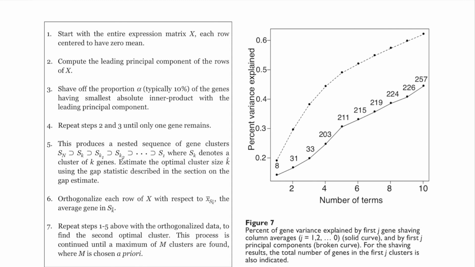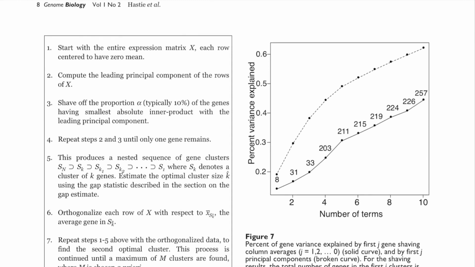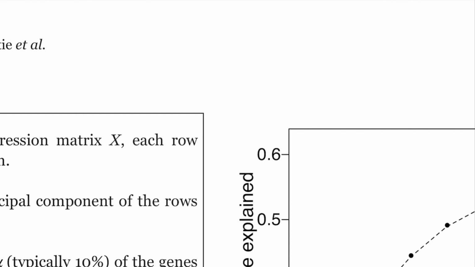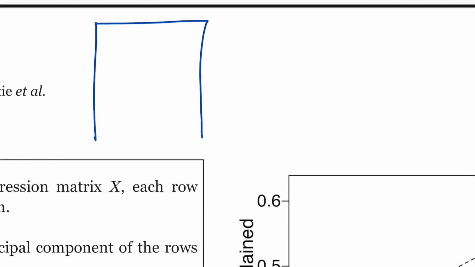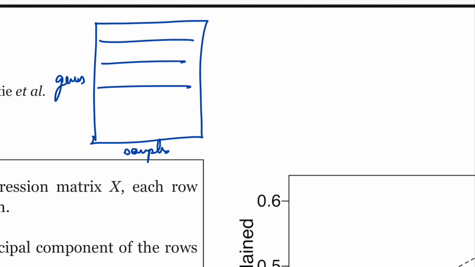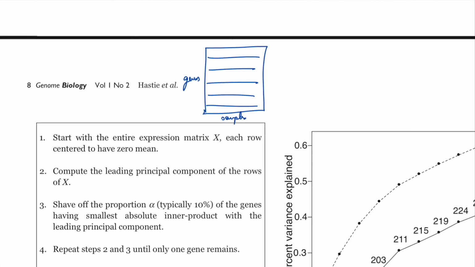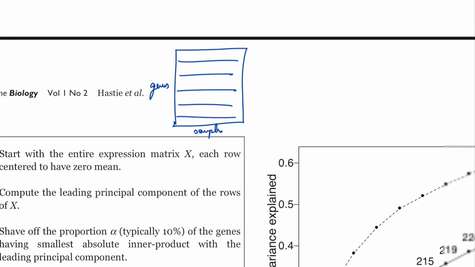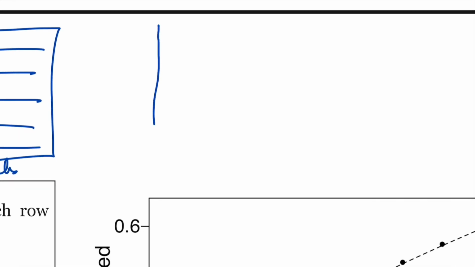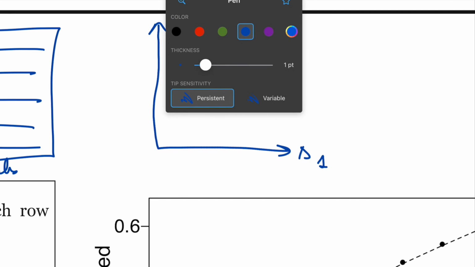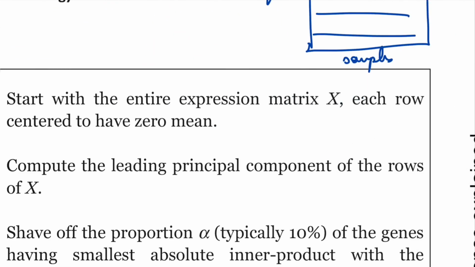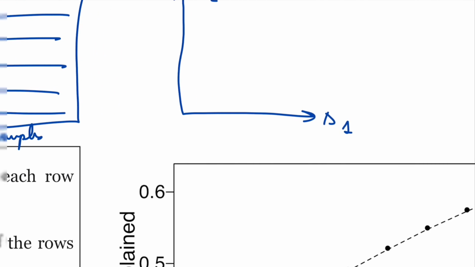Let's discuss the shaving algorithm. So we start with the entire expression matrix, each row centered to have zero mean. So we have our expression matrix, where here we have the genes and here we have the samples. Now we compute the leading principal component of the rows of X. Now what does that mean? It means that you have, for example, this space. This is, let's say, sample 1 and this is sample 2, and you have some points. Note that the points have been centered to have zero mean.